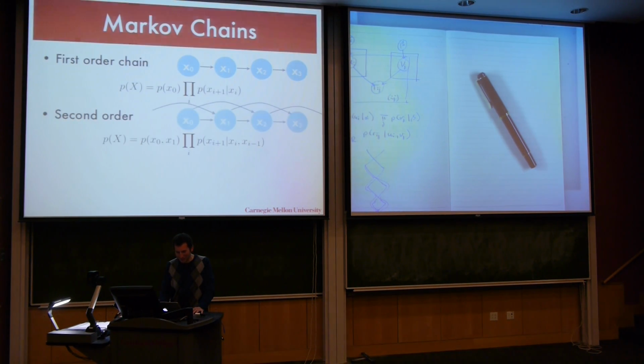Okay, so now I can make things a little bit more fun. I can ask for a second order chain. The first thing that I wrote up here is a Markov chain of first order, first order because it only depends on the previous state. I could have a second order Markov chain, which is one that depends on the previous state and the state before that. In this case, I just have arcs that go one back and two back. And this is the equation.